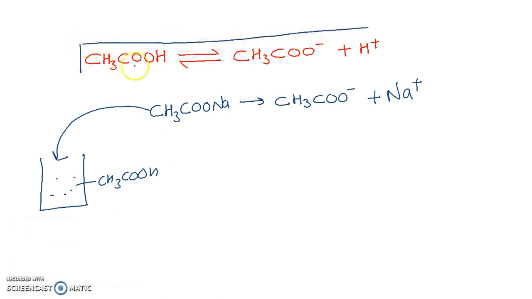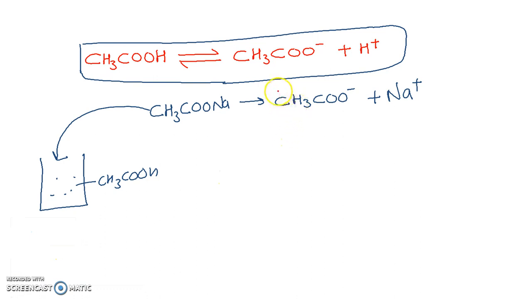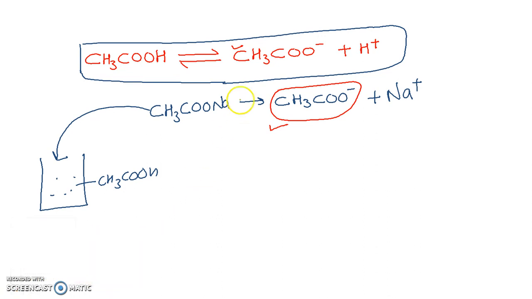this is a weak electrolyte. Acetic acid was in equilibrium with its ions in the solution. When I added sodium acetate, it produced acetate ion into the solution, and this acetate ion was already present in the solution, as part of this equilibrium. So here we have something common, and that is acetate ion. Okay, and this is going to create an effect called the common ion effect.